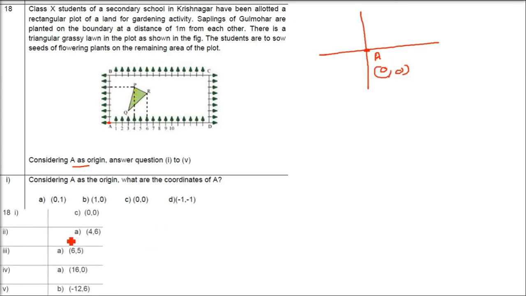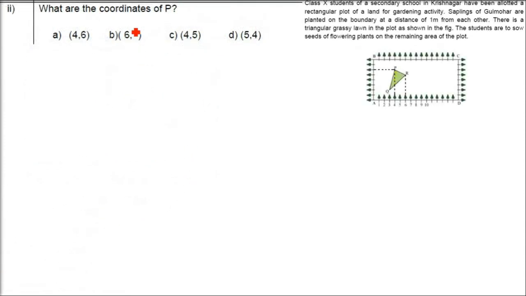Now A has to be considered as the origin. So A will be 0, 0. How? When we take the origin, we have a coordinate system, that is the Cartesian coordinate system. In this we have origin. Origin is 0, 0. Right we go plus, left we go minus, up we go plus, down we go negative. So the answer is C, because considering A as the origin, what is the coordinate of A? A is origin only, so 0, 0.